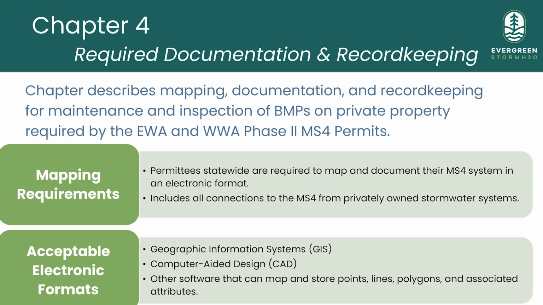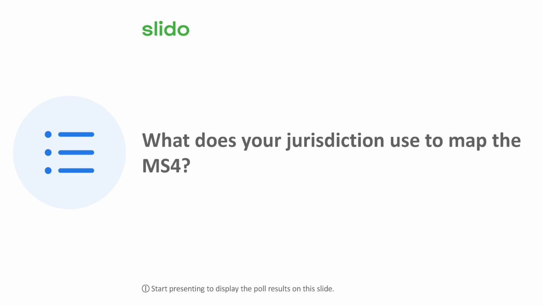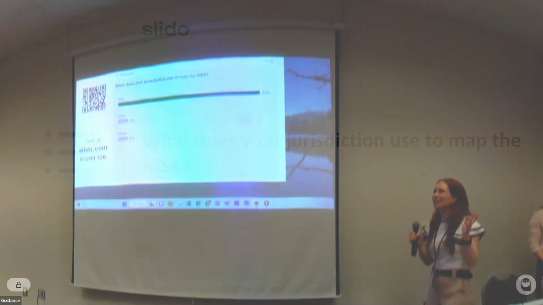So like I mentioned, mapping those connections from private properties to the MS4 is required in both permits by August of this year. There are the 3 acceptable electronic formats. So we have GIS, CAD, and then a similar software that can store points, lines, polygons, and associated attributes. So I'm also curious, back to Slido, what does your jurisdiction use to map the MS4? Okay, this does confirm what we found.